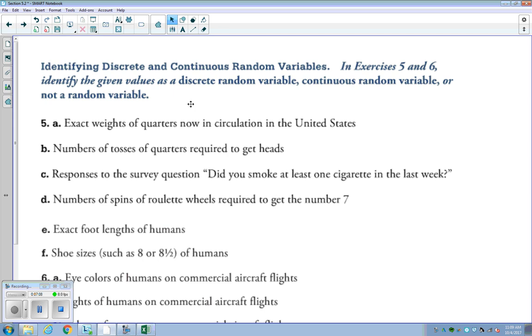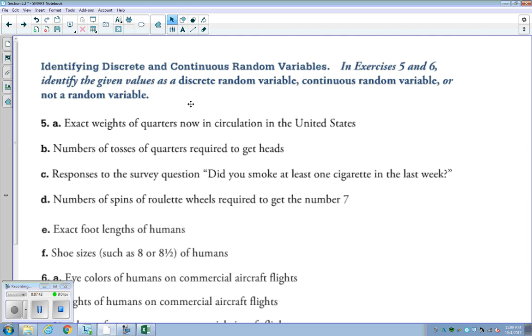So D says numbers of spins of roulette wheels required to get the number 7. Discrete or continuous? Discrete random variable. Because I can literally count how many spins it takes for me to spin that roulette wheel until I hit number 7. I could be there a long time. 1 in 38 chance.